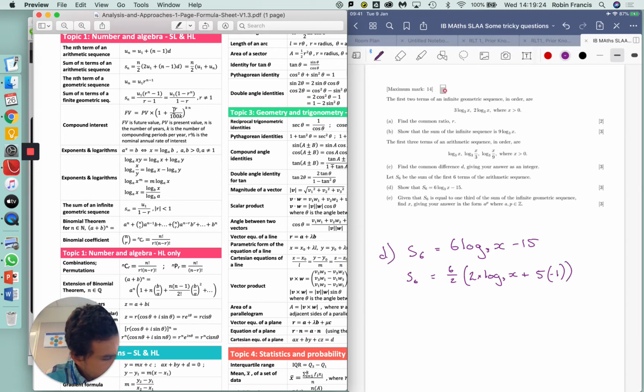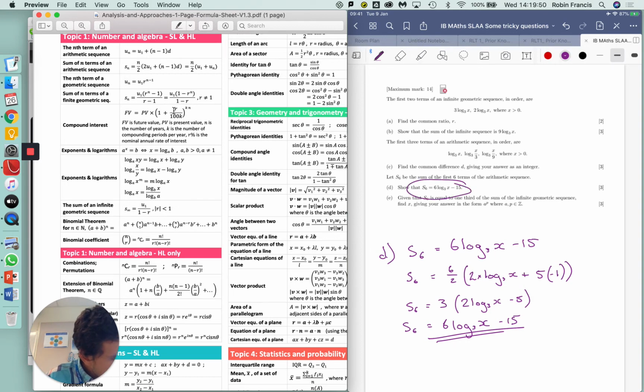So let's tidy this up a bit. The sum of the 6 terms is equal to 3 times 2 log base 3 of x minus 5. And if I expand it, my sum of the 6 is equal to 2 times 3 is 6 log base 3 of x, 3 times -5 is minus 15. I'm hoping that's the final answer. 6 log base 3 of x minus 15. Wonderful.